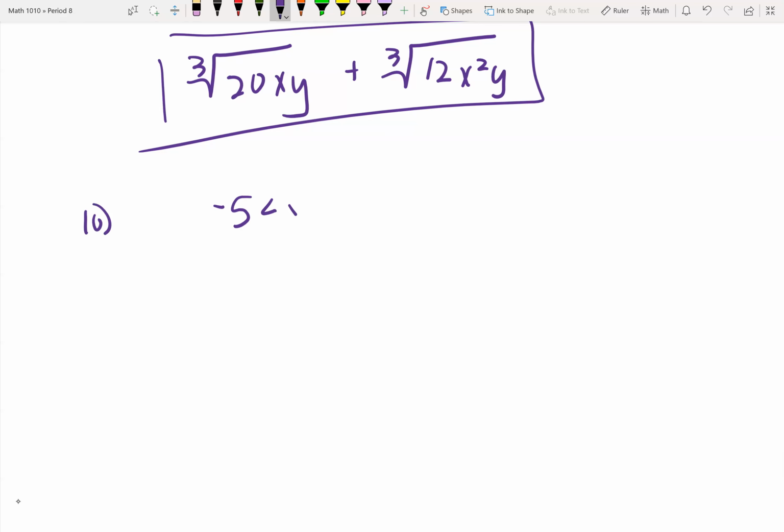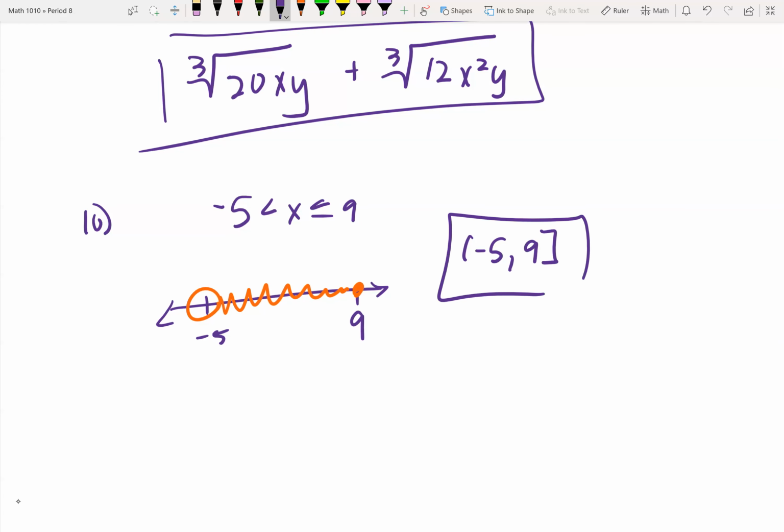Write this in interval notation. I'm just going to do a graph just so you can visualize it. So negative 5 is here, positive 9 is here. The 9 has an equal sign, the 5 does not have an equal sign, and you always shade in between. So in interval form is negative 5 with the parenthesis to 9 with the bracket, and that's it. Okay, number 11.